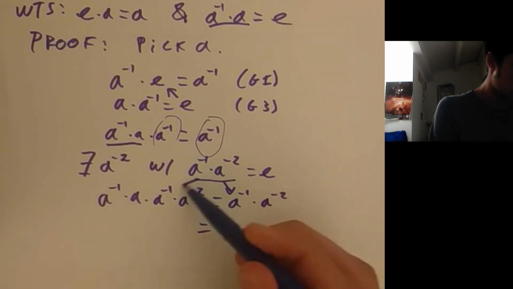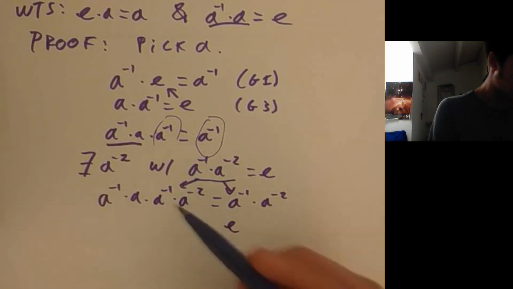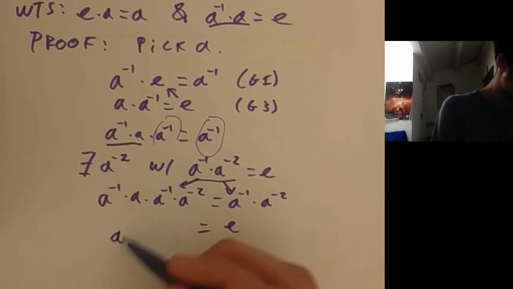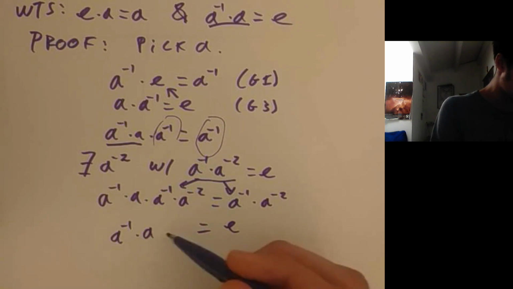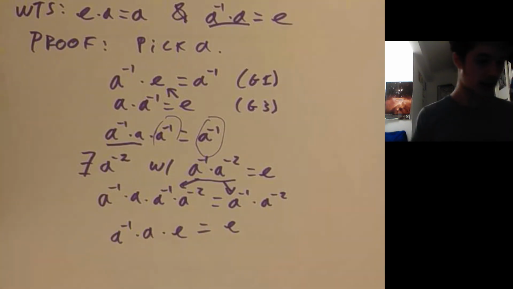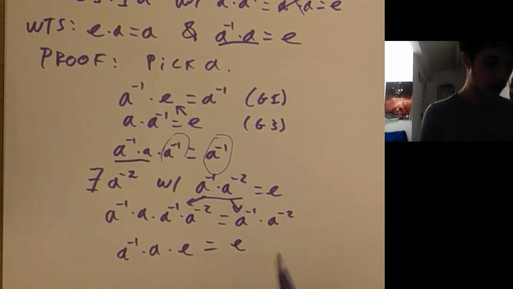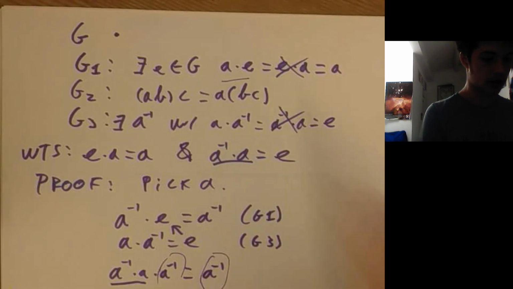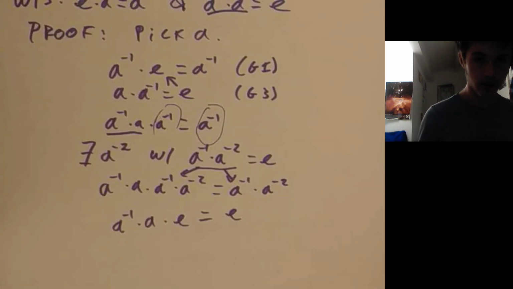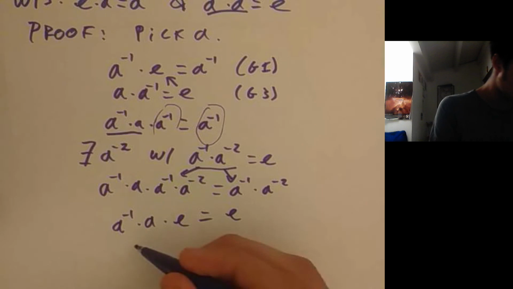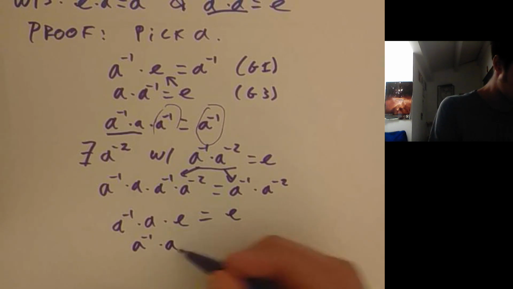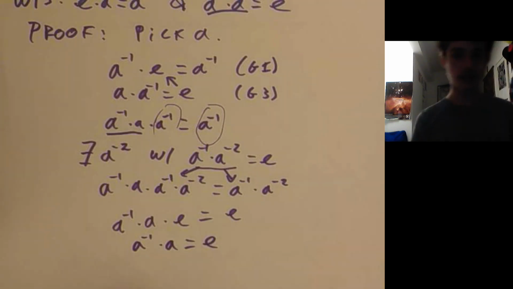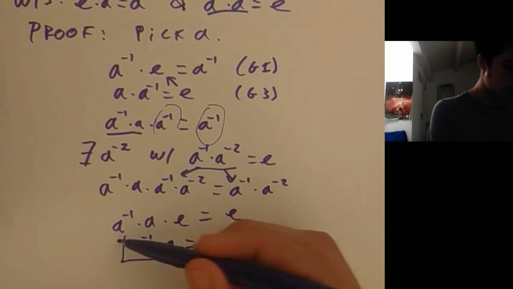And the same holds up here. This part is also the identity, so we get A inverse times A times the identity. And of course, we know that when you right multiply by the identity, that's part of the axiom we started with, you get still the same. So we know that A inverse multiplied by A equals the identity. That's exactly the first thing we wanted to show.